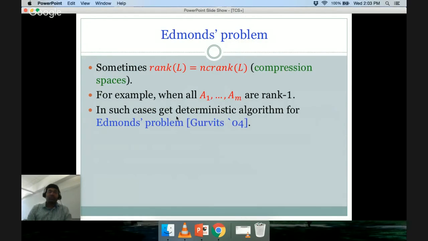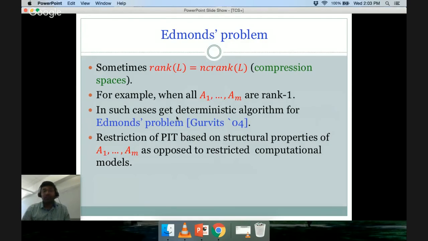So another point is sometimes there's duality in these algebraic spaces, and commutative rank and non-commutative rank match. Such spaces are well studied in mathematics. They are called compression spaces. For example, this happens when all the A1 to AM are rank 1. In that case, commutative rank and non-commutative rank actually match. This can be proven, for example, by matroid duality theorems. So in such cases, we get a deterministic algorithm for Edmonds' problem. This was already given in Gurvits's 2004 paper by operator scaling.